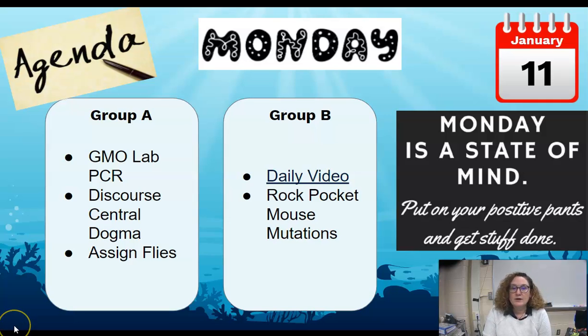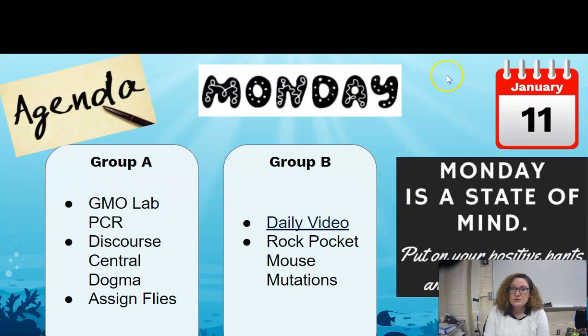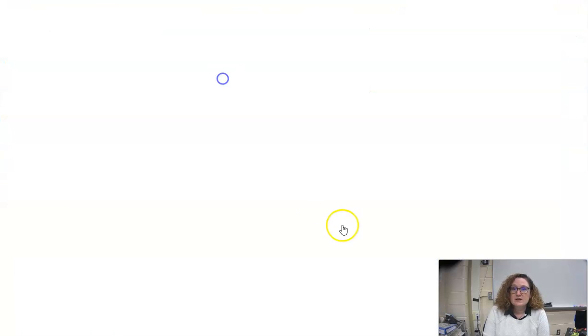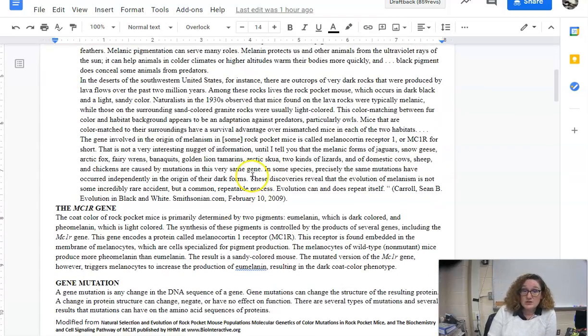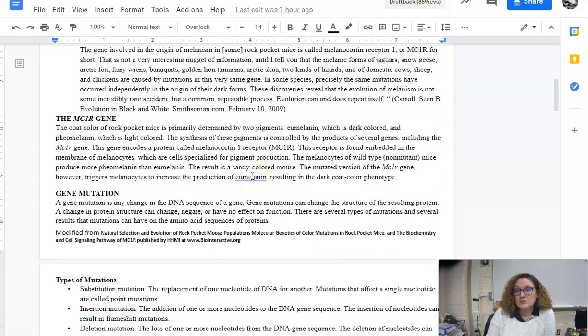All right, good morning. So today you are working on a rock pocket mouse mutation activity where you're going to look at this rock pocket mouse population and look at a gene called MC1R. And what you're looking at is if it's mutated or not in terms of what hair color the mouse will have. So as you look at the assignment, you really need to read through this background information. It gives you good information about the mice population, the gene, and also this information about gene mutations.